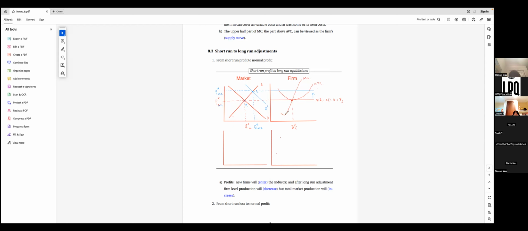So let me find the evidence based on our graphical model. Because you always produce where MR equals MC, you see MR has been increased due to a higher level demand curve. So now you produce at here, you go down. You see, you begin to produce more face masks.